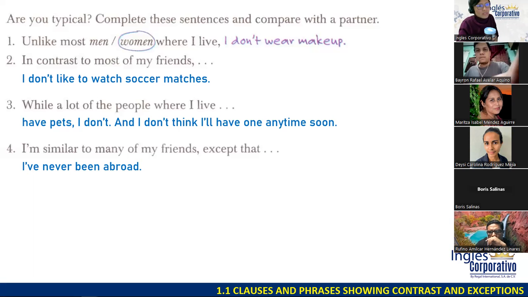Bueno, chicos, son las 13. Let's go ahead and give 5 minutes, okay? 13, 14, 15, 16, 17, a las 18. At 18, we're going to check them. Entonces, creemos un ejemplo cada una. Mientras tanto, yo voy a pasar lista.